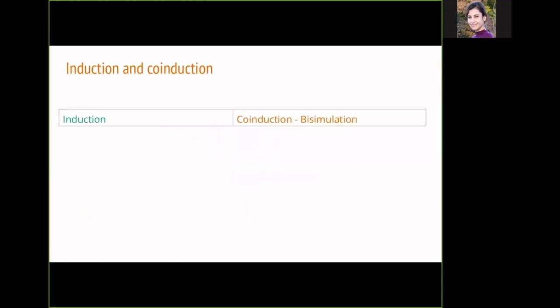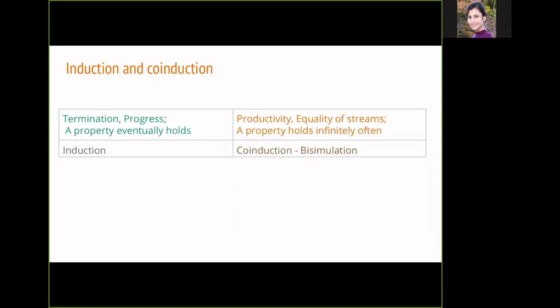So let's start with a very well-known induction principle and its dual, the co-induction principle, the best-known instance of which is bisimulation. In the context of programming languages, we use induction to prove properties like termination or progress of a program, and co-induction to prove productivity or equality of streams.